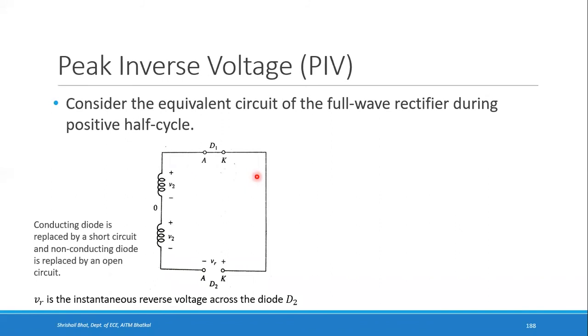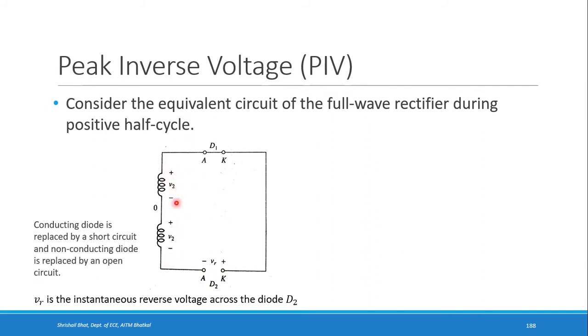If you consider the positive half cycle, D1 is forward biased, D2 is reverse biased. If you consider the negative half cycle, D2 is forward biased, D1 is reverse biased. You can take either of them and find it. I have taken the positive half cycle. D1 is forward biased. I have replaced D1 with its equivalent circuit as a short circuit and not considered the forward resistance. While finding reverse voltage, we need not consider that. We will replace the conducting diode D1 with a short circuit and the non-conducting diode, D2, with an open circuit. Right? Now, what will be the total voltage? Here there is V2 and here there is V2.